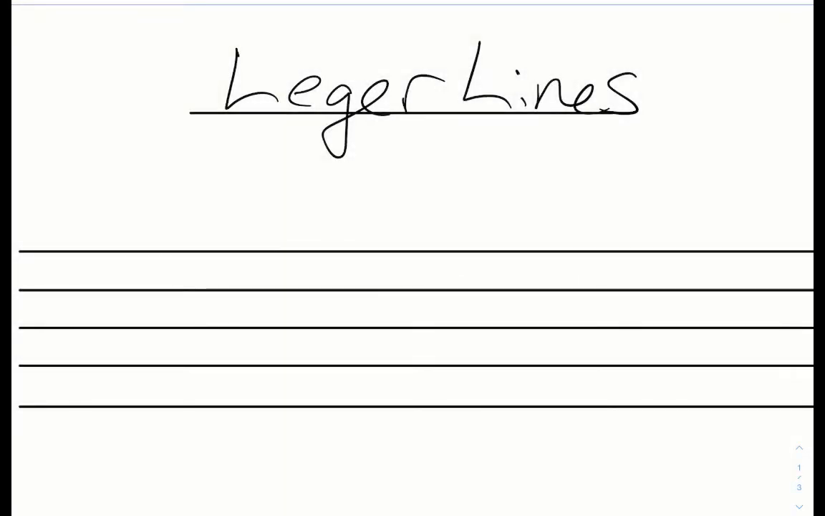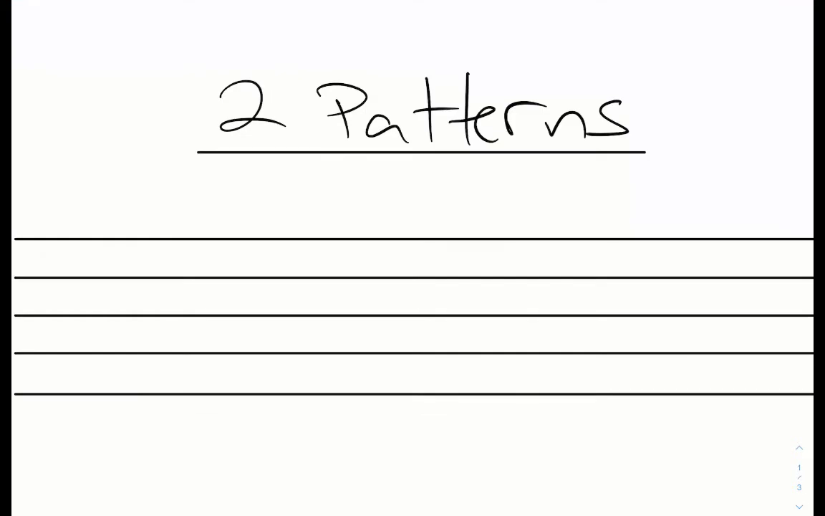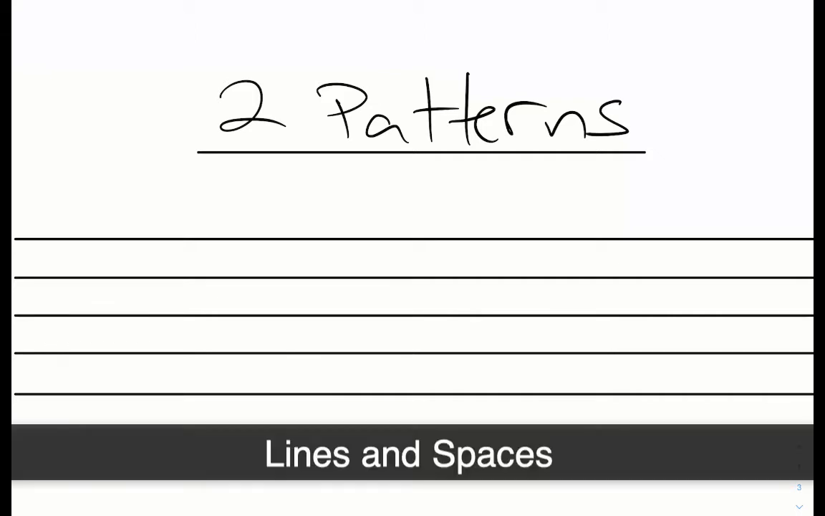Ledger lines are how you extend notes above and below the staff. Ledger lines always seem to give students some trouble, but really, if you remember two different patterns, you'll be able to get through this. The first pattern to remember is that the staff alternates between lines and spaces.